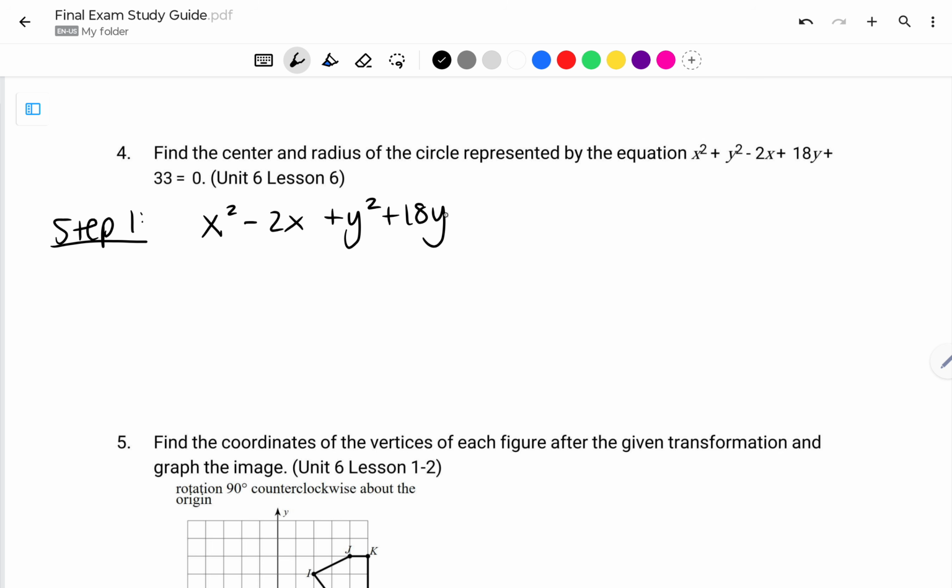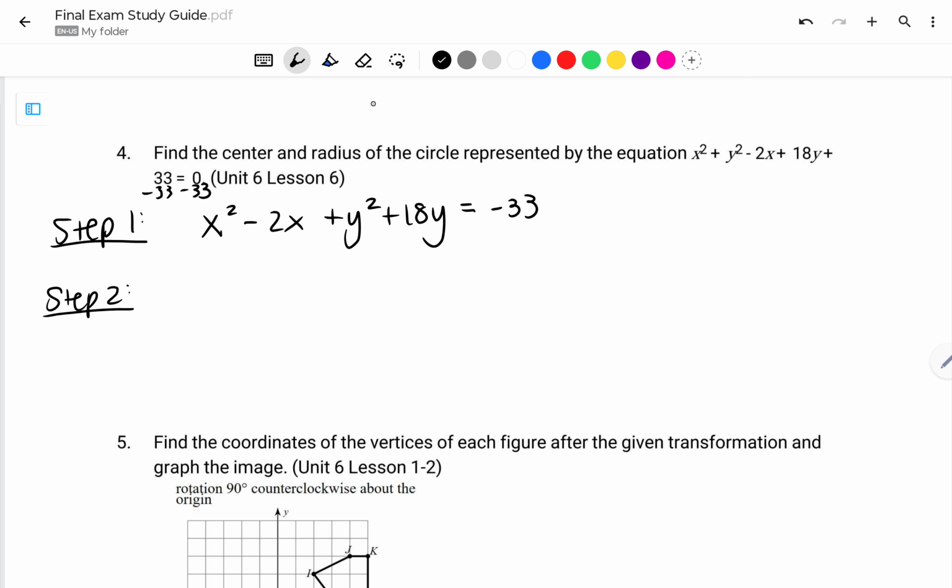plus 18y. And then remember, I have to do minus 33 on both sides, so it's going to be equal to negative 33. Okay, and then from there, I have to complete the square. I got to complete the square.